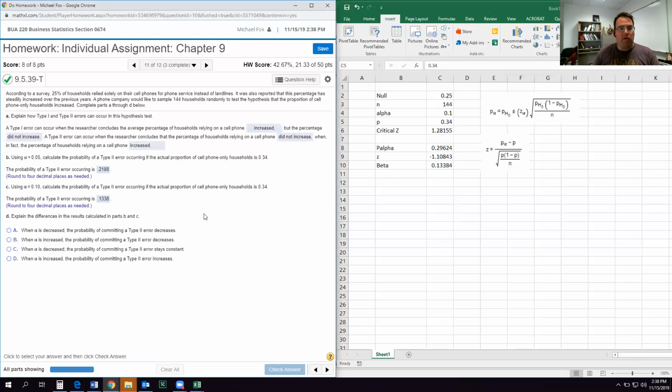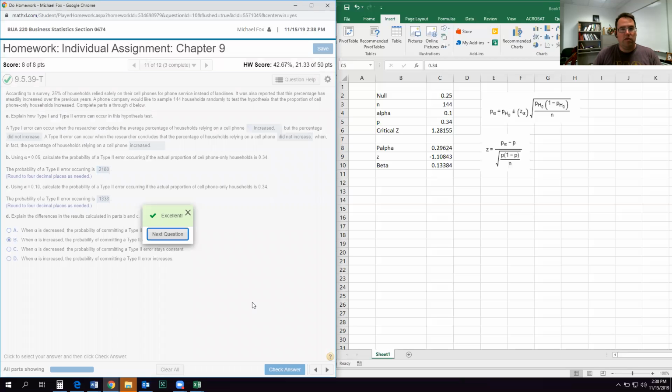And then the last part says, explain the differences. In this case, we can see that our alpha increased, and when our alpha increased, our beta decreased. So when alpha is increased, the probability of committing a type 2 error decreases. Again, they're just trying to demonstrate that there is an inverse relationship between the two.